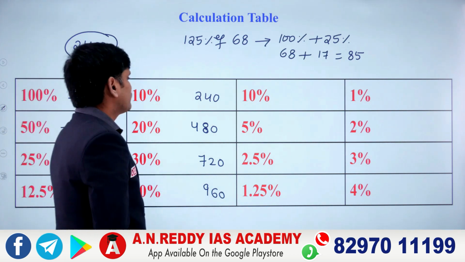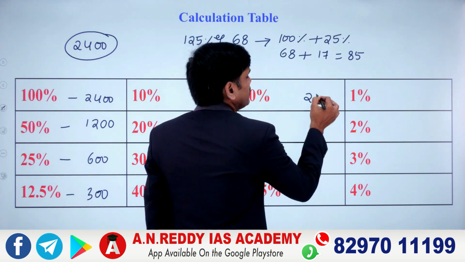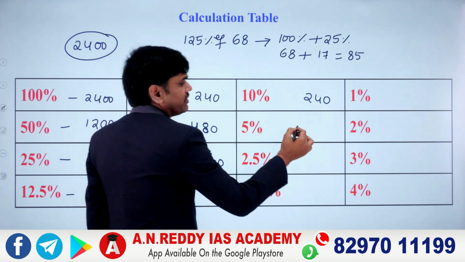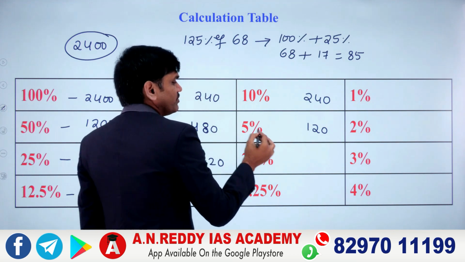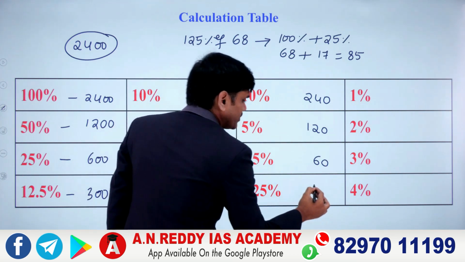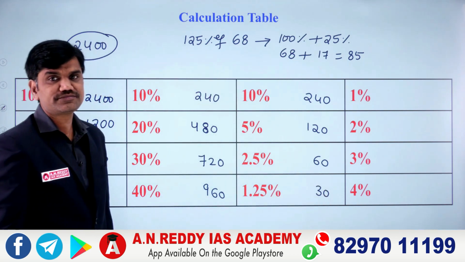Coming to 10%. As we have already found, 10% is 240. Now if I want 5%, 5% means half of this. So take half of that. Hence it will give you how much? 120. 2.5% means half of that. Hence it will be 60. 1.25% is nothing but half of that. Hence it will be 30.